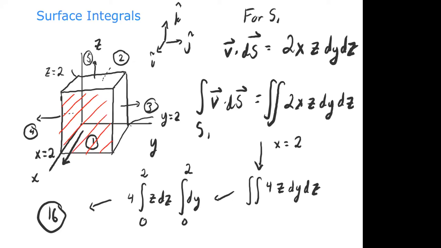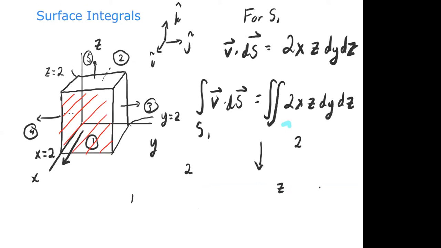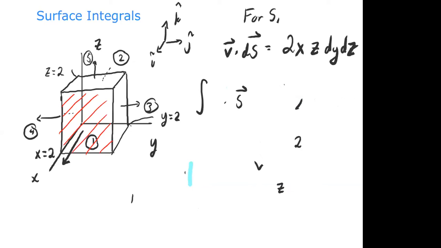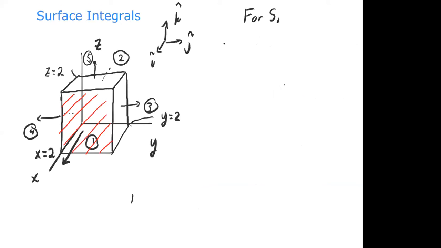What I'd like to do in the remaining 7 or 8 minutes is do other parts. So that's just the integral due to surface 1. And again, please check that. So how about surface 2? Well, surface 2 is going to be the back of the cube.